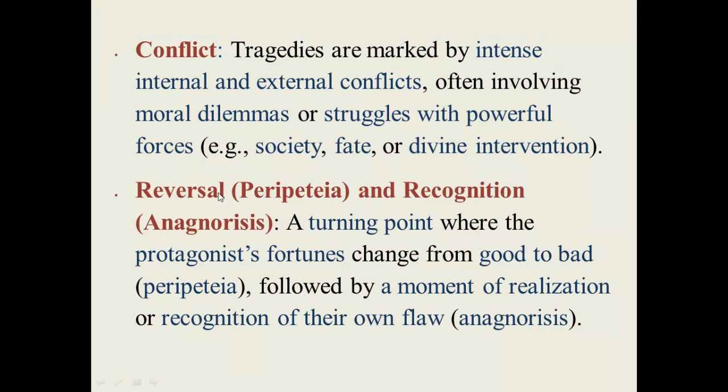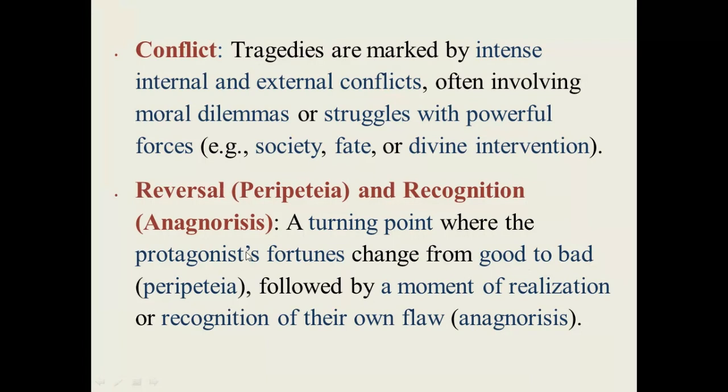Then the sixth one is reversal and recognition, that is peripetia and anagnorisis. Remember, peripetia and anagnorisis are very important from the point of view of UGC NET preparation. So remember, a turning point where the protagonist's fortunes change from good to bad. That is what is called peripetia.